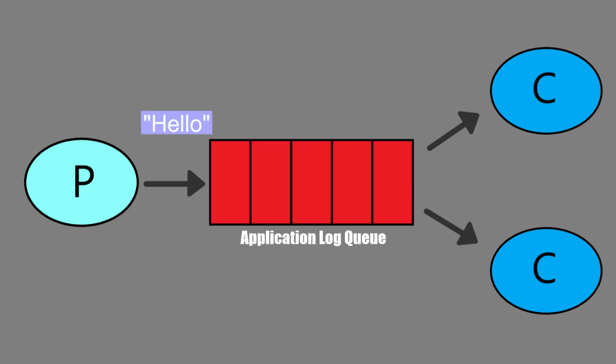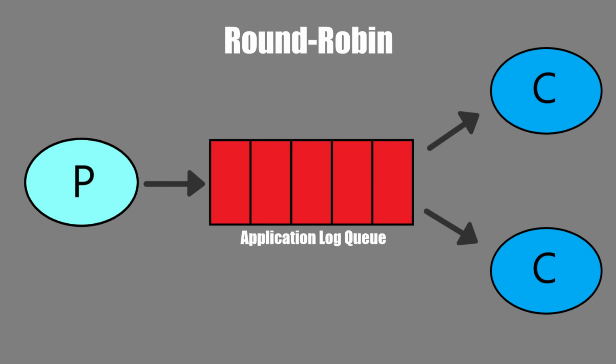When we publish the first message, it will be received by the first consumer, and the second message will be received by the second consumer, and then this happens in a sequence. On average, every consumer will get the same number of messages. This way of distributing messages is called round robin.